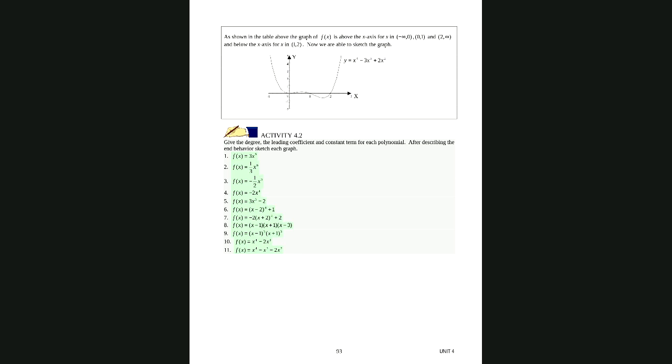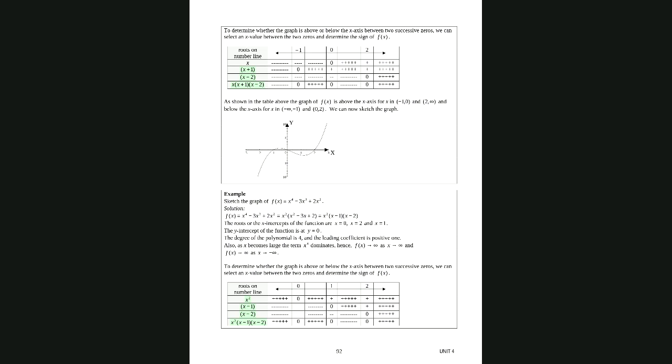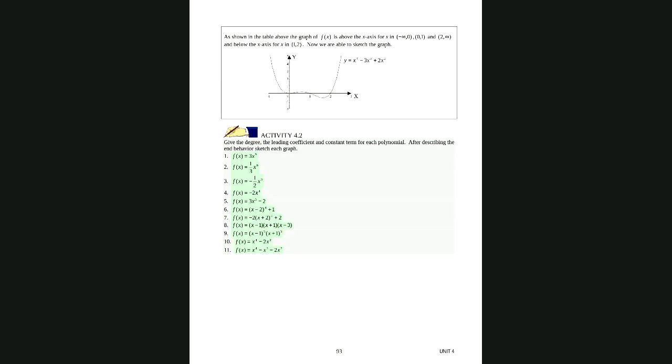Can we see that from the table? Yes. Then between 1 and 2, the graph is negative. At 1 it is 0. At 2 it is 0. Then between 2 and positive infinity, the graph is positive. Can we see that?